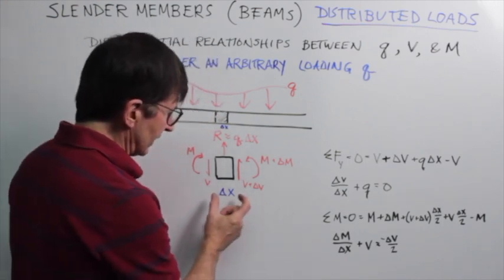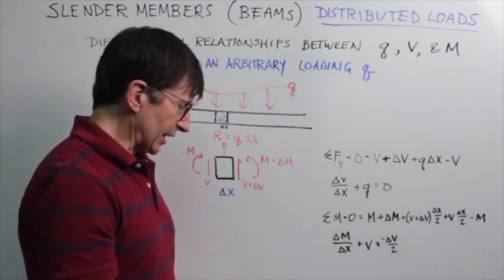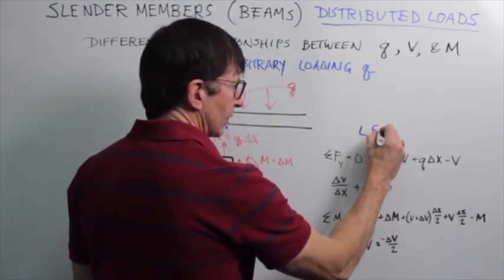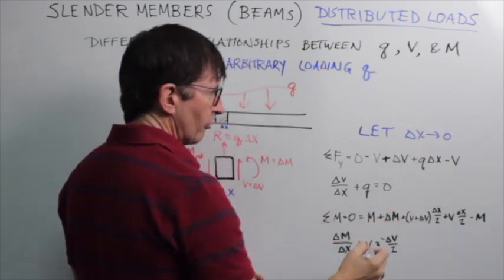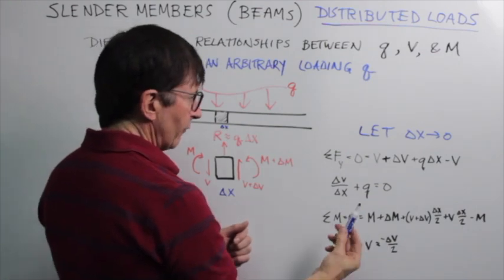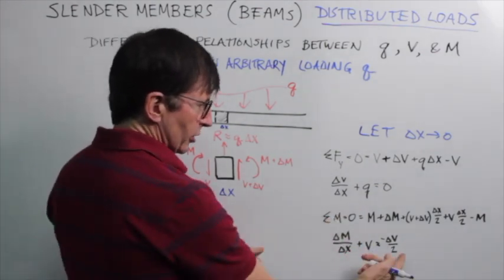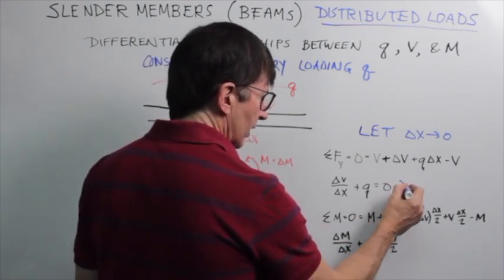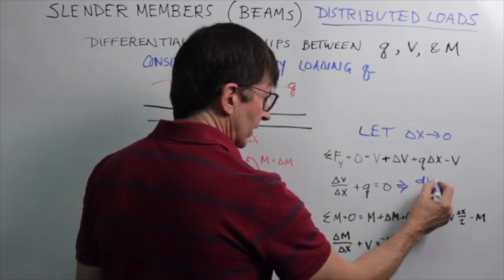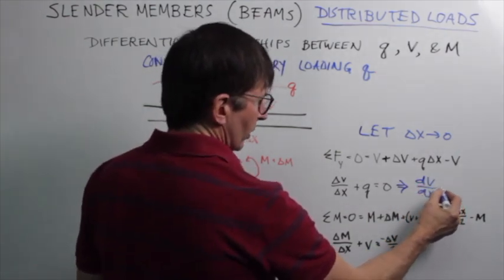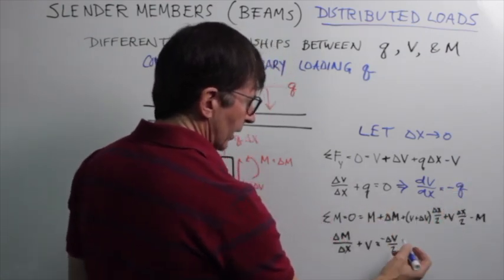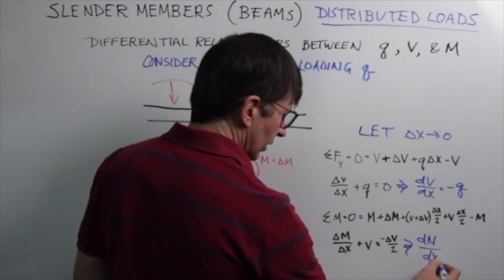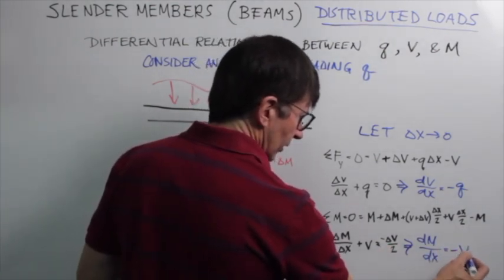And then if we let delta x go to 0 to get a differential form, as delta x goes to 0, delta V also is going to go to 0, so this term will tend to 0. These terms are differential terms, so we end up with this approximation of dV/dx is going to be equal to minus q. And with this approximation, we get dM/dx is equal to minus V.